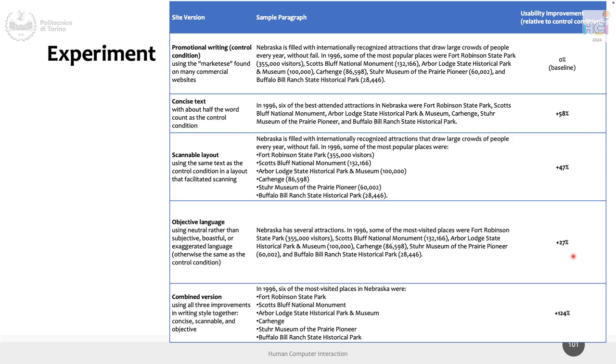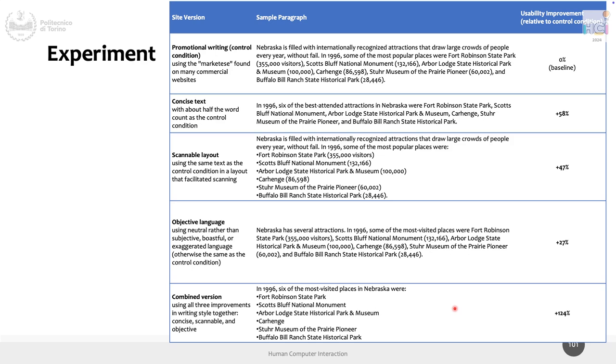An objective language, so neutral language more than subjective, brought an improvement of 27%. But the most interesting thing is the combined version, the version that has a neutral language, concise text, and scannable layout with bullet points, etc. This brought a 124% improvement with respect to the baseline.